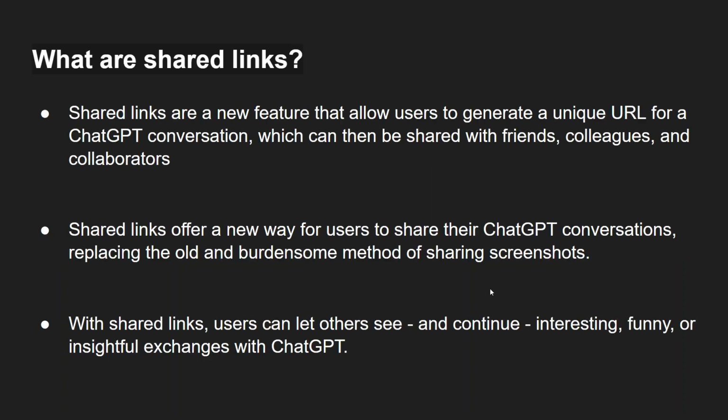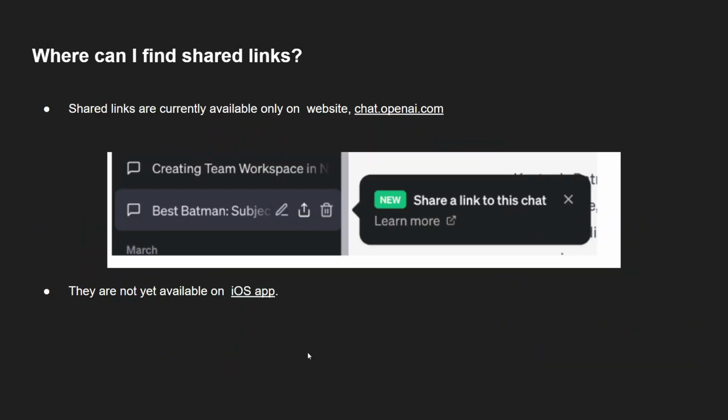Shared Link is a new feature which lets users generate a unique URL for ChatGPT conversations, which can be shared with friends, co-workers, or other collaborators. It's a new way to share their ChatGPT conversation, replacing the old and burdensome way of screenshots. With Shared Links, users can let others see and continue interesting, funny, or insightful exchanges with ChatGPT.